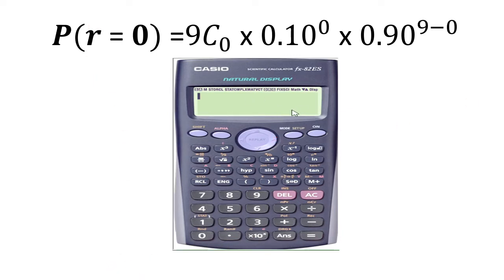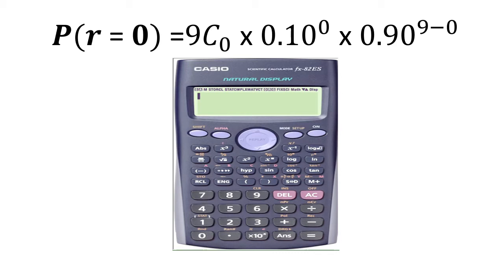I am going to show you how to do a binomial calculation using a Casio. I also have an option of a Sharp calculator. Let me know if you want me to do another video on that. So we are looking for the probability that there are 0 marriages, and we have a sample size of 9. So our n is equal to 9 and our R is equal to 0, which means 0 marriages.